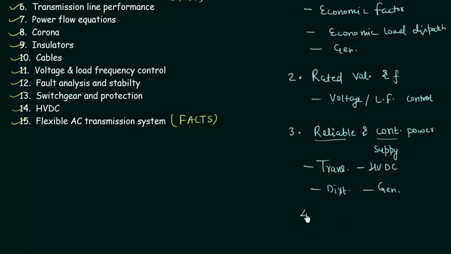The fourth objective is to have most efficient and faster fault clearing equipments. There are faults in power system, and to clear these faults, this means to isolate the fault from the healthy system, we need more efficient and faster fault clearing equipments.